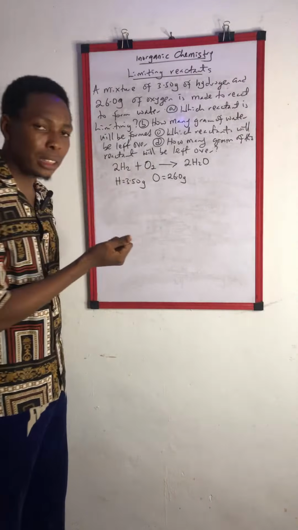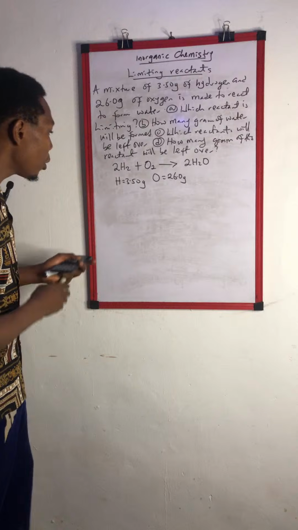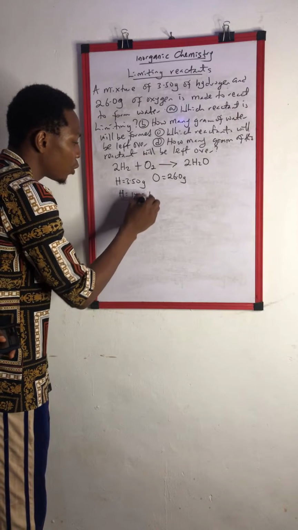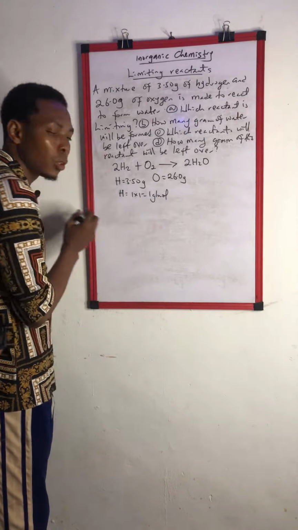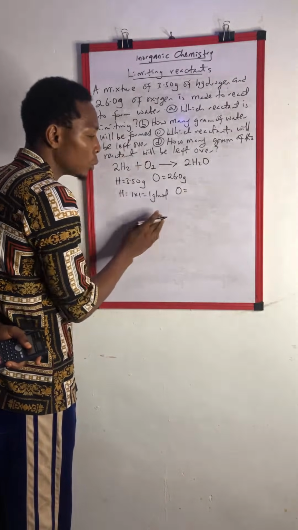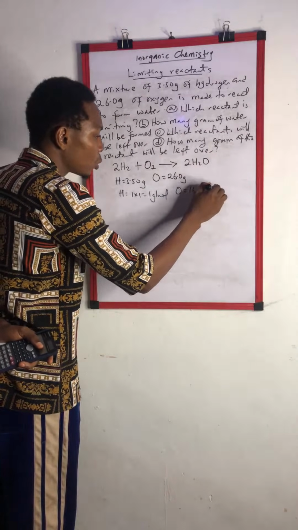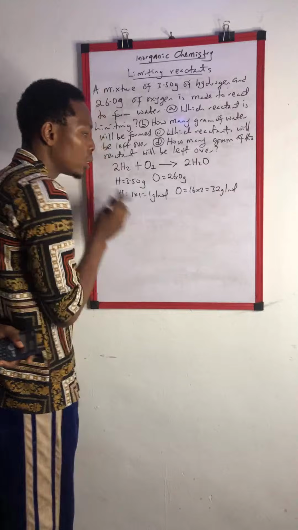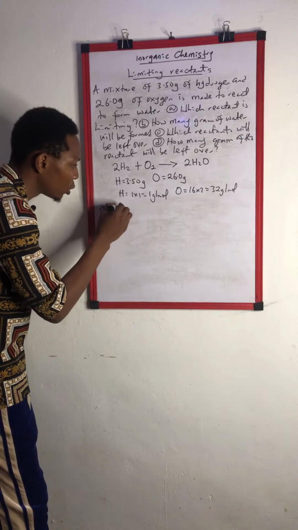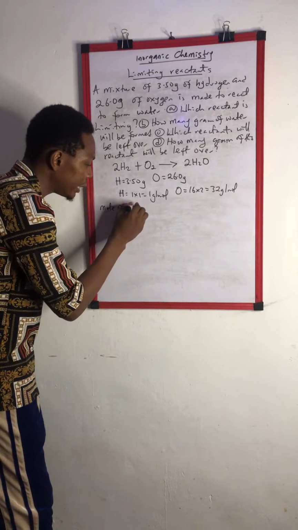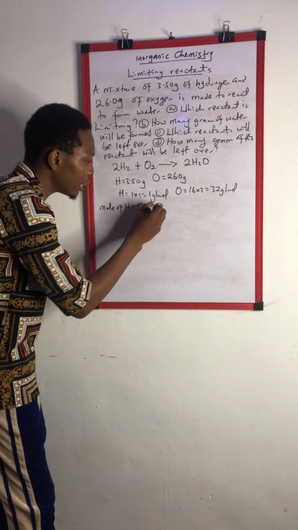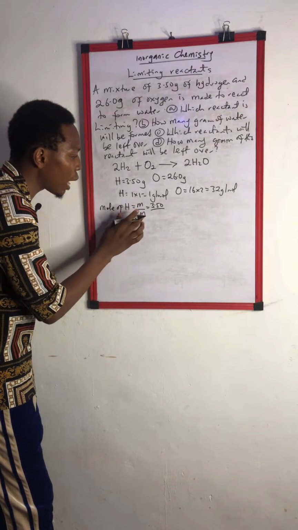Since you already have the masses, you have to look for the molar mass. Remember, molar mass for hydrogen is 1 times 1, which gives us 1 gram per mole. Molar mass for oxygen is 16 times 2, that equals 32 gram per mole. Now, to look for mole of hydrogen, remember, it is mass over molar mass. What is the mass for hydrogen? 3.50 divided by, what's the molar mass of it?